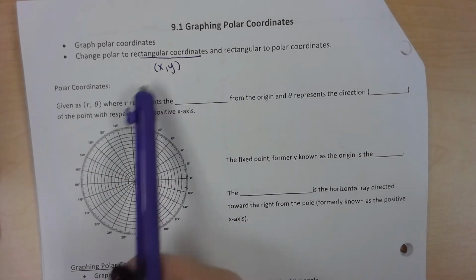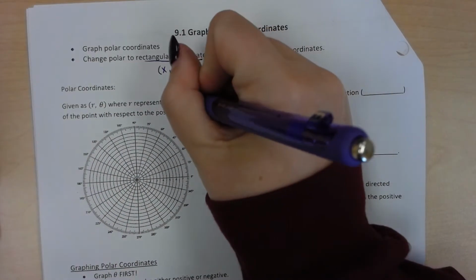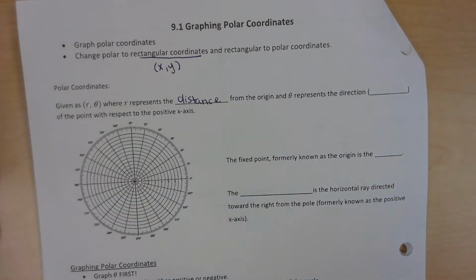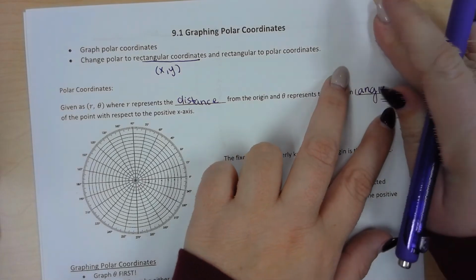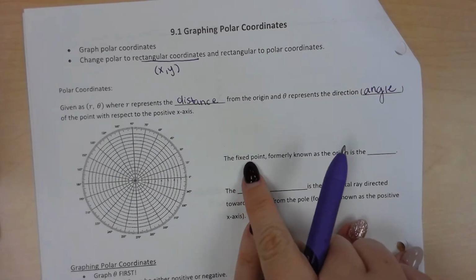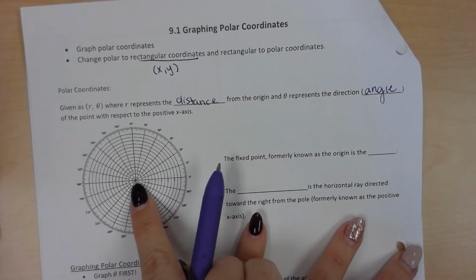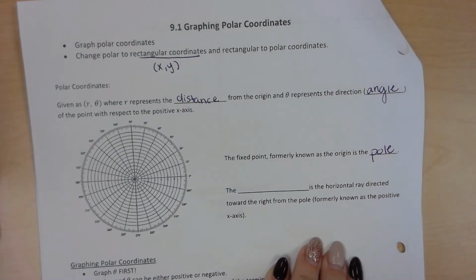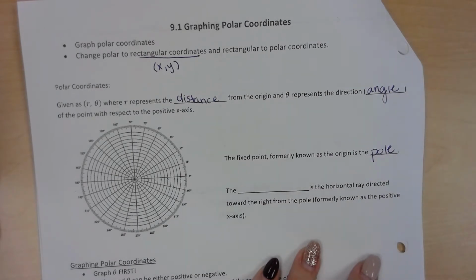So instead of x comma y, we now have r comma theta, where r represents the distance from the origin and theta represents the direction or angle of the point with respect to the positive x-axis. The fixed point in the center, which we usually called the origin, we're now calling the pole. So if I ask how far away the point is from the pole, I'm asking how far away it is from the origin.